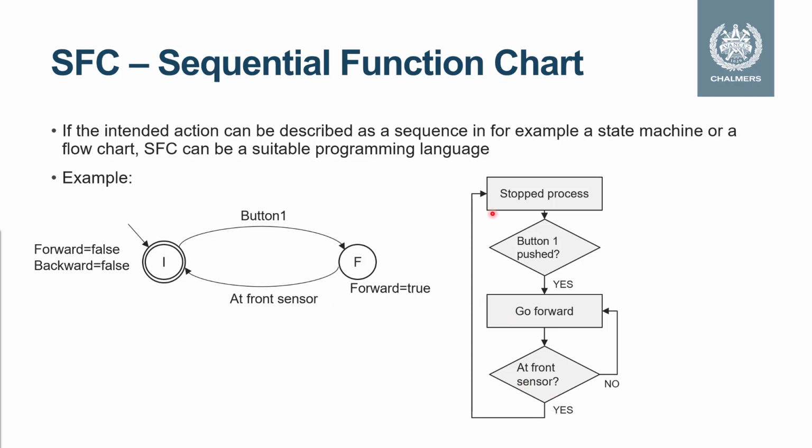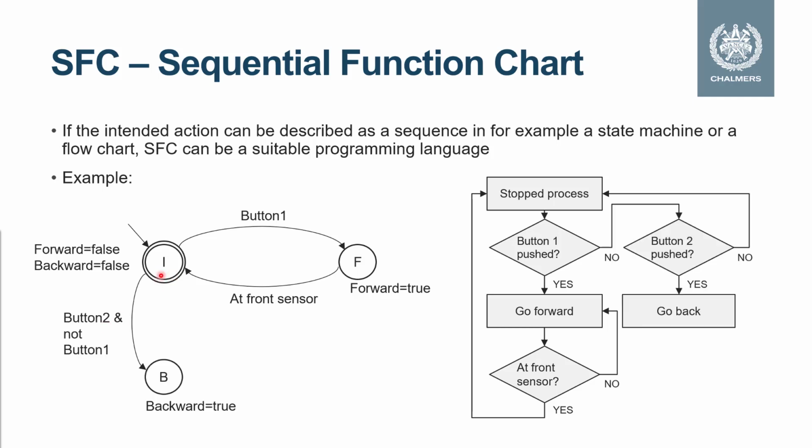Yes. The process should be stopped. If not, continue going forward. And here we remain in this state until the event front sensor is active, and then back to idle process. This machine should go back if button 2 is pressed and not button 1 at the same time. Then it moves to the state going backward.